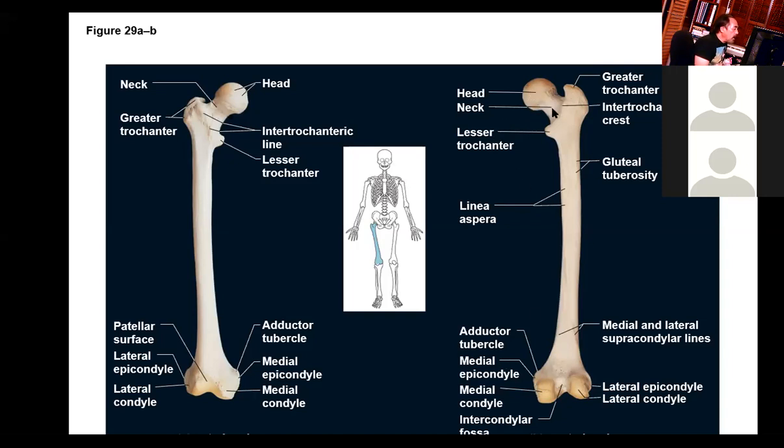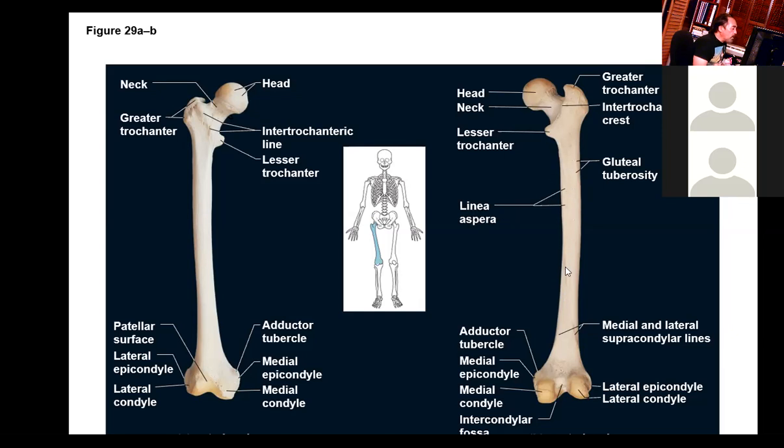Head, neck, and this is the greater and the lesser trochanter, more obvious on the posterior side. I can still see it on the anterior side. But this is more obvious on the posterior side. And then I have a bump here on the lateral side, the gluteal tuberosity. Remember, we had that deltoid tuberosity on the humerus. And then there's a sharp process here at the back of the femur that is called the linea aspera.